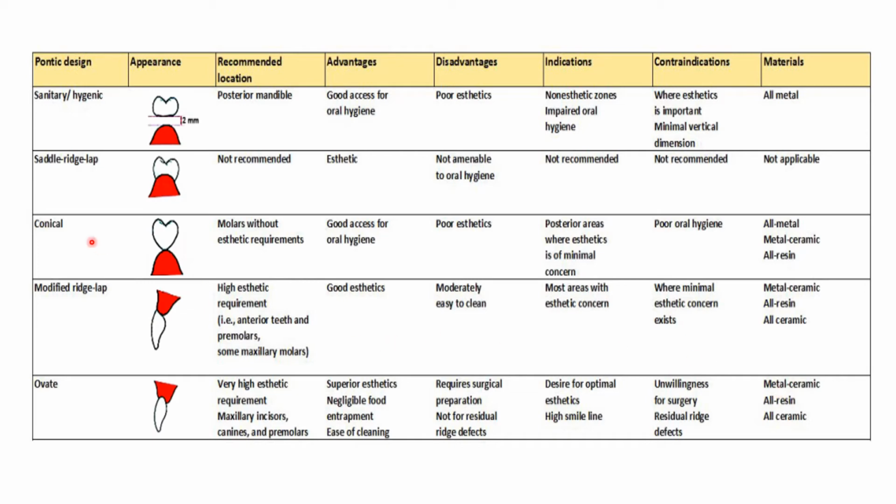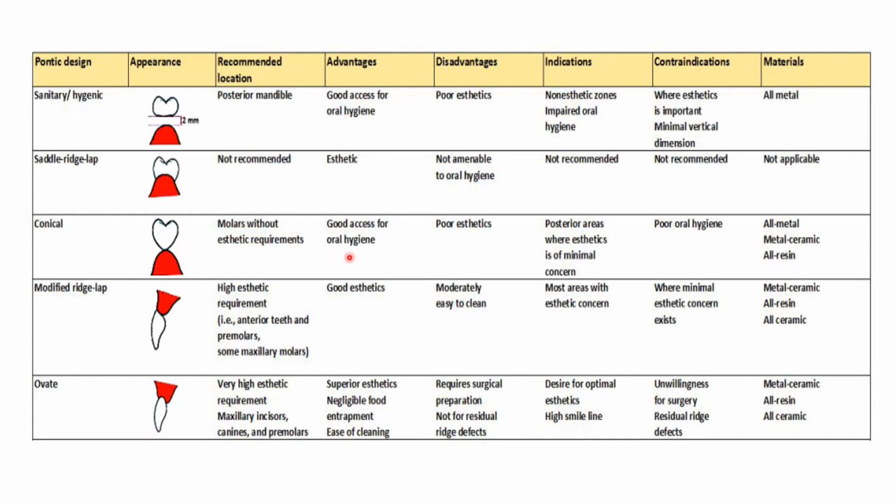And the last mucosal one is the conical type of pontic design. This one is also known as egg-shaped, bullet-shaped or heart-shaped pontic, and it was described by Tinker in 1918. So what are the recommended locations? It is used in molars because this is very unesthetic. You can see over here it has a point contact with the mucosa. Because of this, it is unesthetic. So it is used in the molars where aesthetics is of no importance.